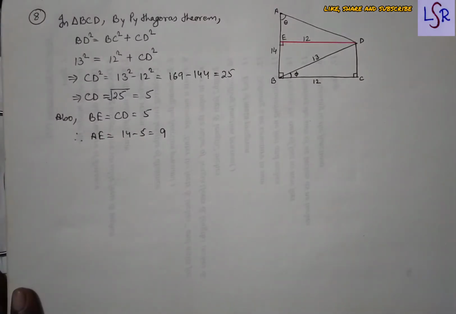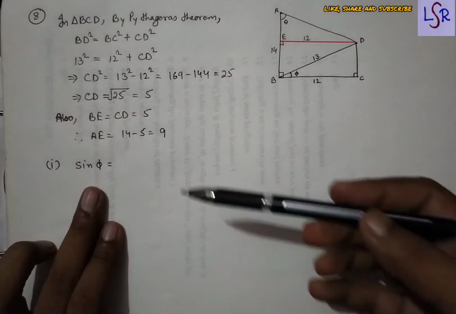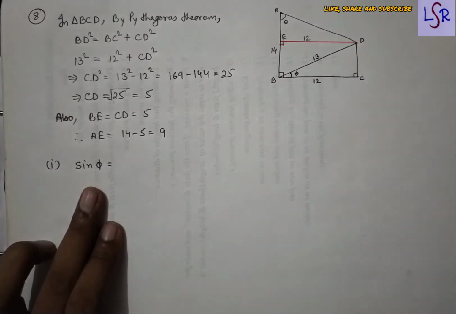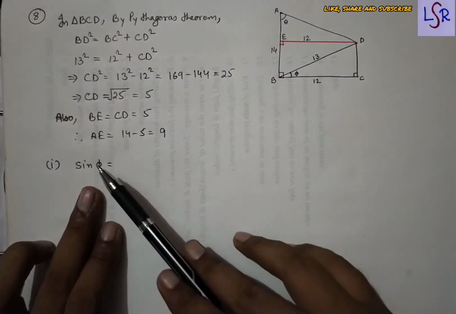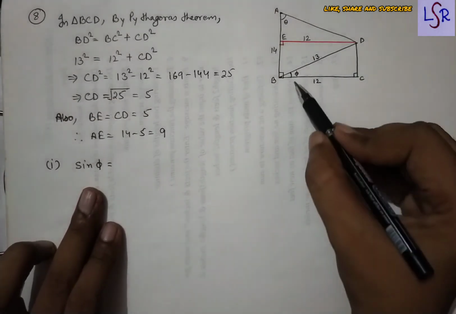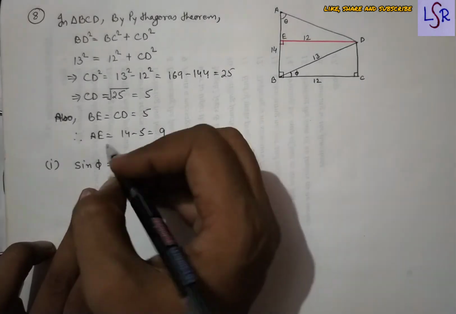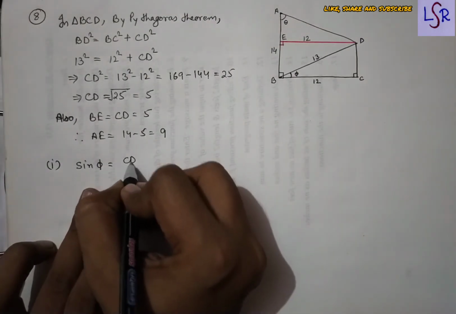For the first part, we have to find the value of sine phi. Phi is just a symbol as we use for theta. Now here sine phi means the perpendicular upon hypotenuse. So for this phi, this CD is perpendicular and BC is hypotenuse. So this can be written as CD upon BC.